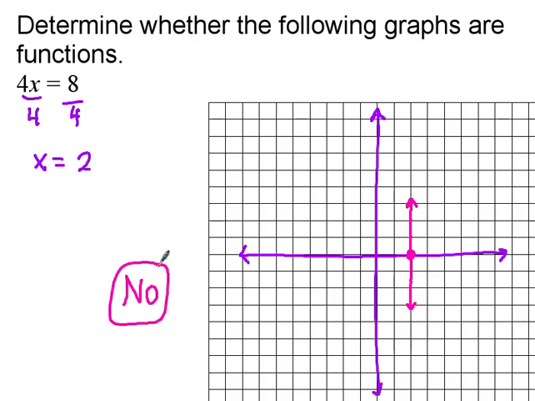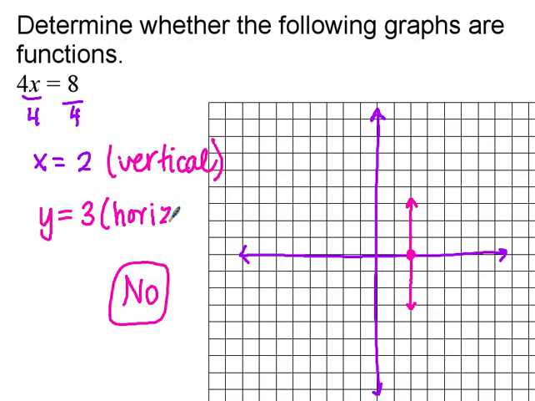So real quick, something you might want to file away. x equals 2 is going to be a vertical line. If you had something like y equals 3, this is going to be a horizontal line. That's just one of those things to file away. x equals is going to be your vertical line. y equals is going to be a horizontal line.